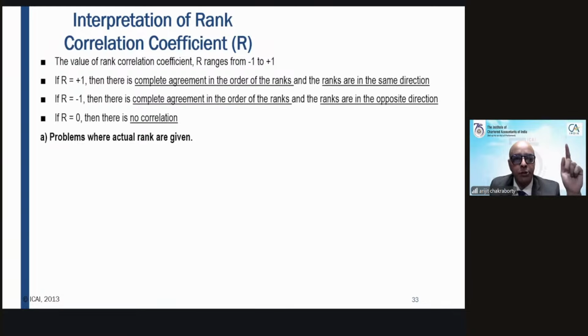जब Spearman's rank correlation coefficient +1 होगा, we can say that there is a complete agreement in the order of the ranks. मतलब जो बंदा, जो स्टूडेंट, मान लीजिए if we are trying to find out correlation between your score in quantitative aptitude and accounts. Okay, so we always ask the question कि भाई accounts में जो तेज है क्या वो quantitative aptitude QA में भी तेज होगा?